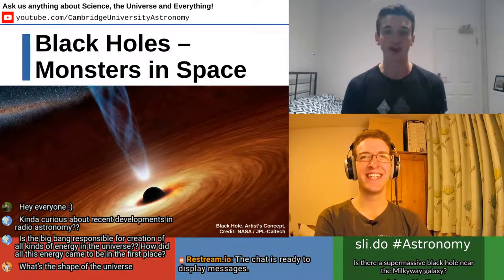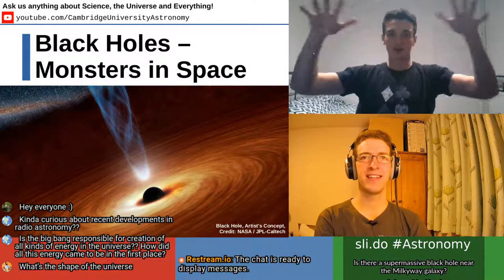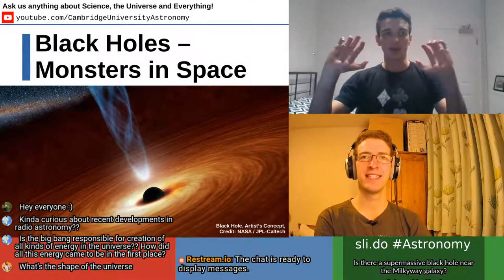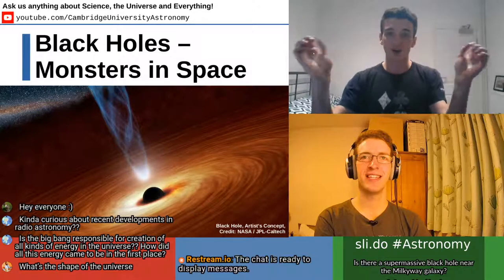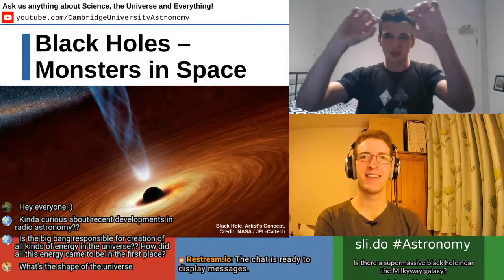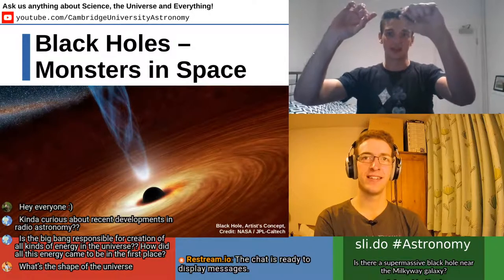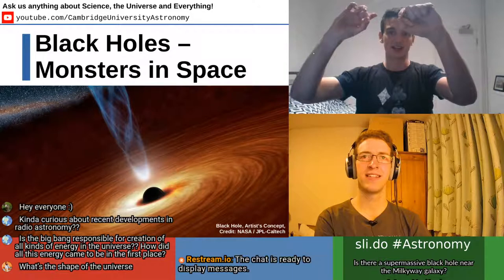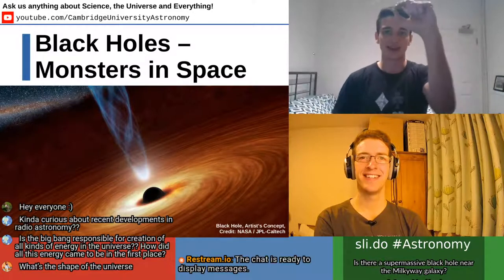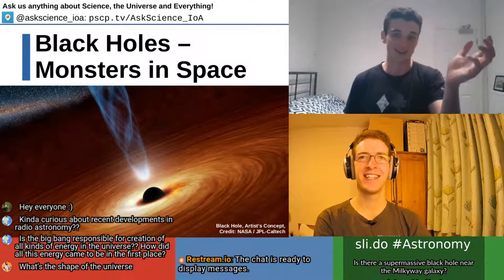So we have the Milky Way. Think about the Milky Way as a disk or a large plate. In terms of where the stars are on this plate, we're probably about two-thirds of the way out, maybe half to two-thirds of the way out relative to the center of the plate. That's where we sit in this galaxy. But right in the center of that plate is a supermassive black hole, which is called Sagittarius A star.